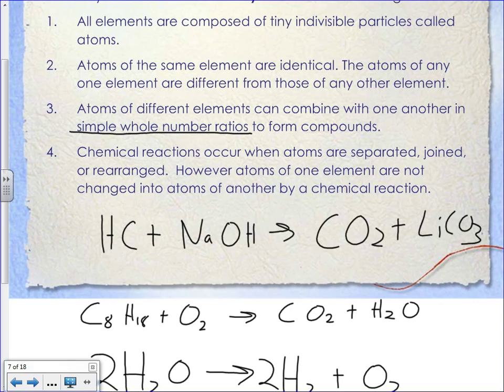Because somehow I produced lithium by reacting hydrogen chloride and sodium hydroxide. Somehow I got lithium out of that. Like, it just doesn't happen. I can't magically produce a new element if I didn't have it to start with. All right. Questions on that part?